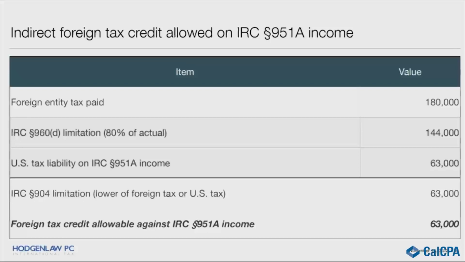Now let's look at the impact of the indirect foreign tax credit, which we couldn't take before. Section 960 says now you can take the indirect foreign tax credit against section 951(a) income, but you can only take 80% of it. So the corporation paid $180,000; 80% is $144,000. And remember, again, Section 904 says you're allowed to take the lower of the two, U.S. tax or foreign tax paid. We take the lower, which is the U.S. $63,000. So we have an allowable indirect foreign tax credit for this human being of $63,000.